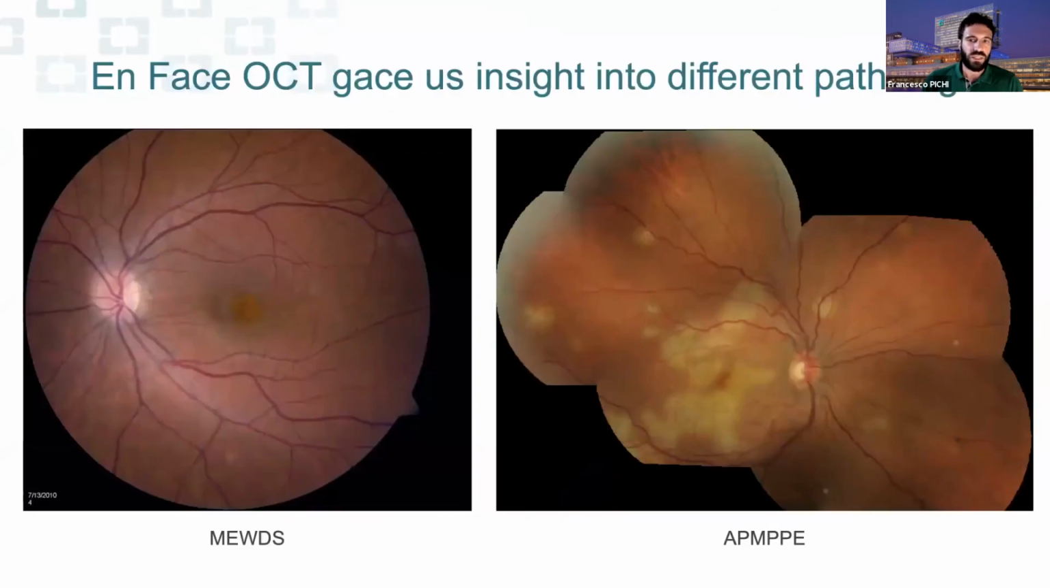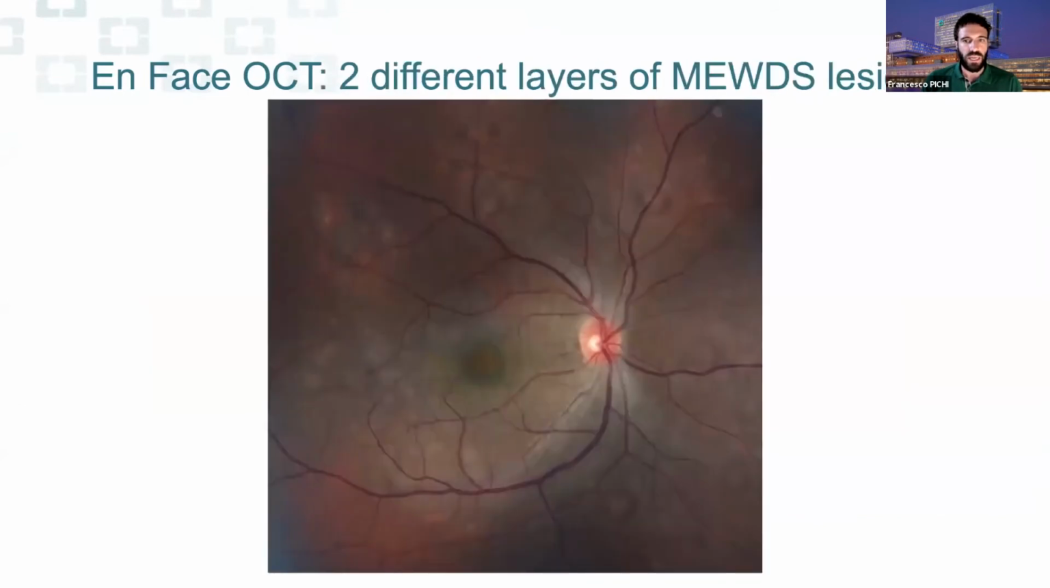So how has en face OCT helped us in the past? Well, it has helped us gain insight into different pathologies like MUTES and AMPPE. For example, in MUTES, I think it was 2014, when Jampol started talking about spots and dots in MUTES, looking at dye tests like FA and ICG.